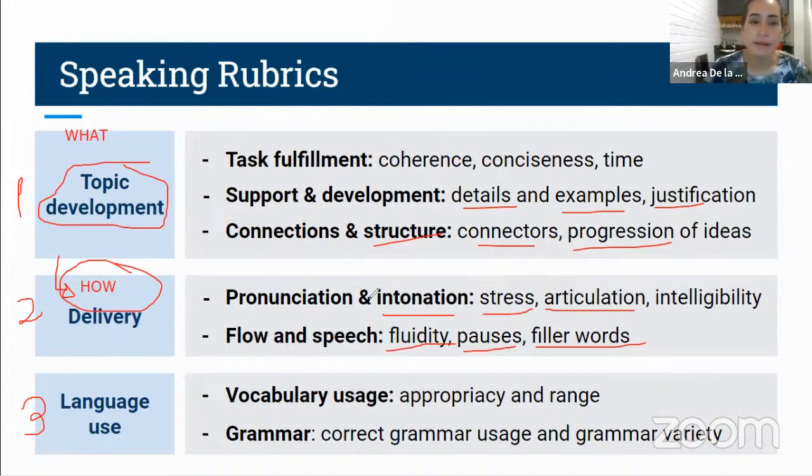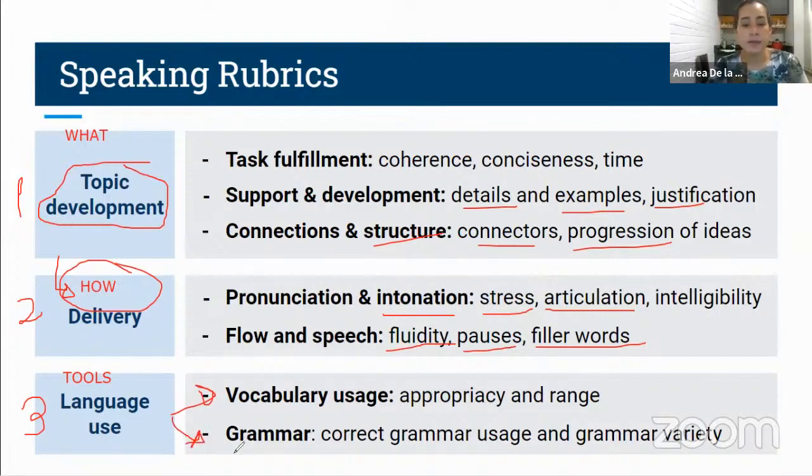That's basically delivery. And finally, the last one is language use, which has to do with the tools that you use. This is basically two things. Vocabulary, which is the range of your vocabulary. Are you using the vocabulary for a basic student, for an intermediate student, for an advanced student? Are you using appropriate vocabulary? Are you using appropriate expressions, appropriate idiomaticity? Do the words you're using go well together? That's vocabulary.